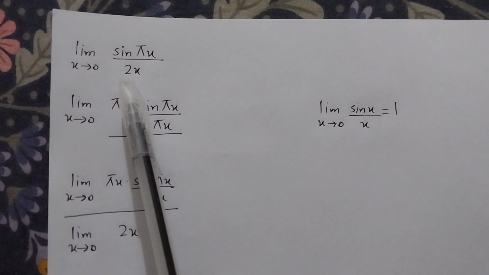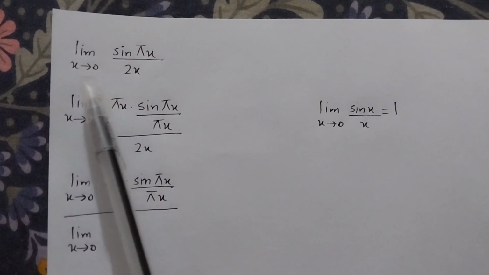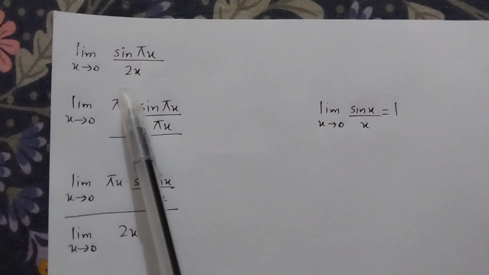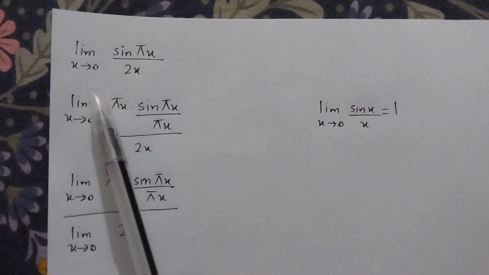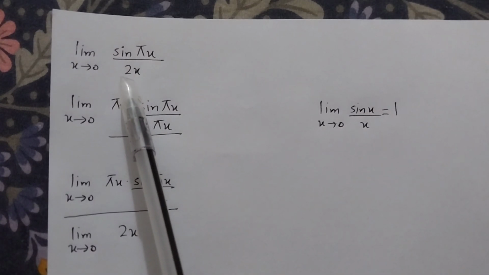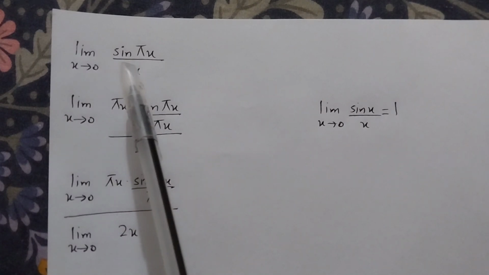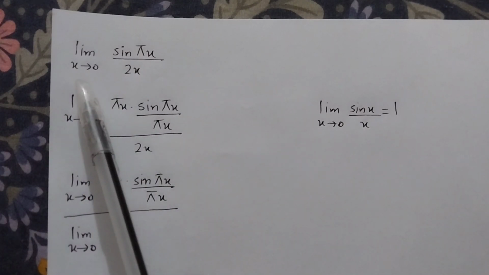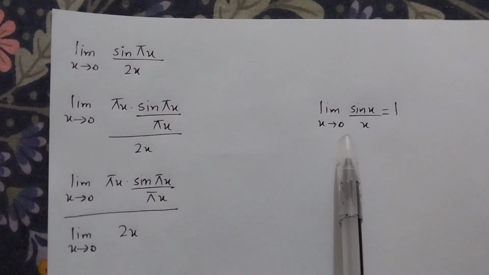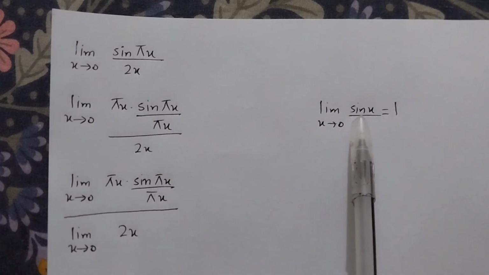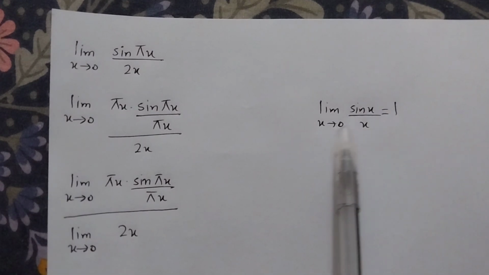So we are going to evaluate this limit today, and the limit is the limit as x approaches 0 of sine pi x over 2x. We can see that the expression involves sine and x is approaching 0. So whenever sine is involved and the variable is approaching 0, we think of applying the limit of sine x over x when x is approaching 0, and that limit is equal to 1.